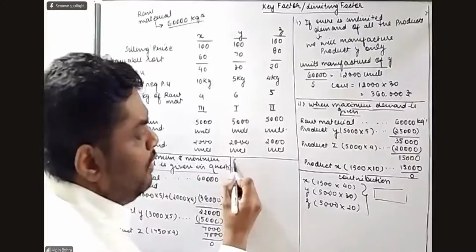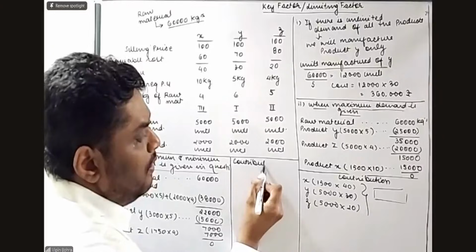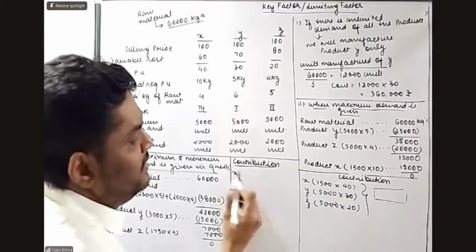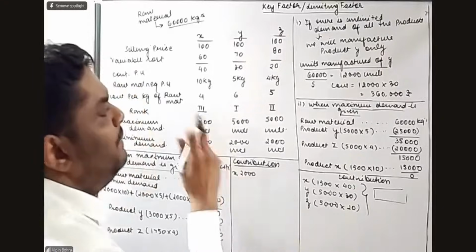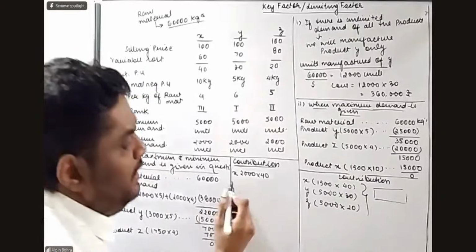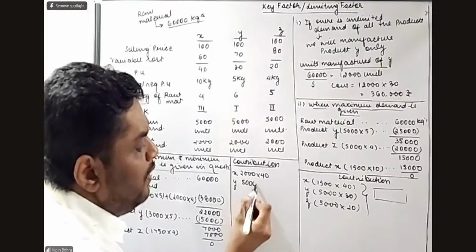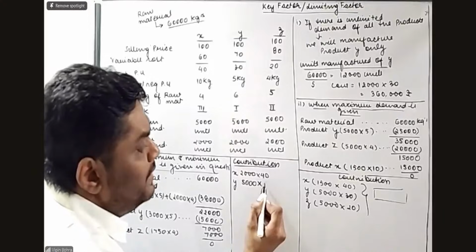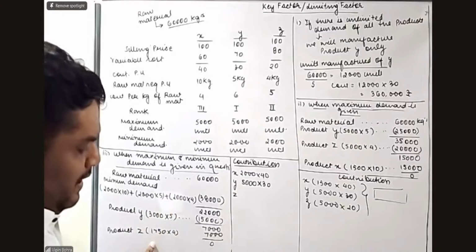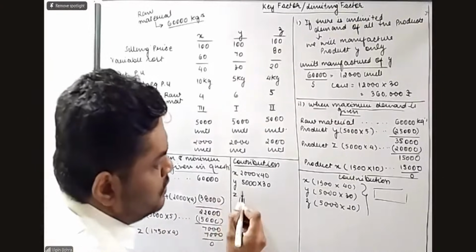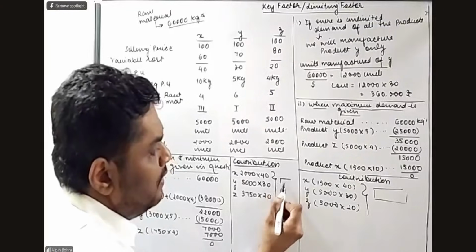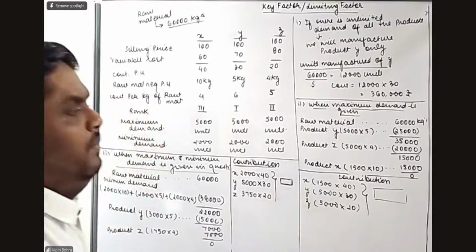Now, while calculating contribution, we can easily calculate. So for product X, we manufactured only 2,000 units. That is to fulfill the minimum demand. And the contribution per unit is 40. For product Y, we manufactured full 5,000 units and the contribution per unit is 30. And for Z, 2,000 minimum demand and 1750 extra unit. So total 3750 units we manufacture and the contribution per unit is 20. So the total we will be getting is the contribution.